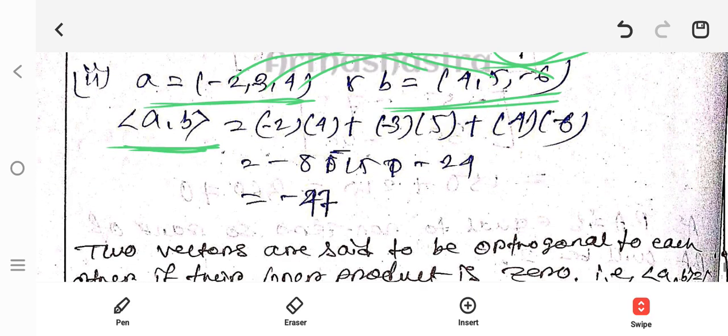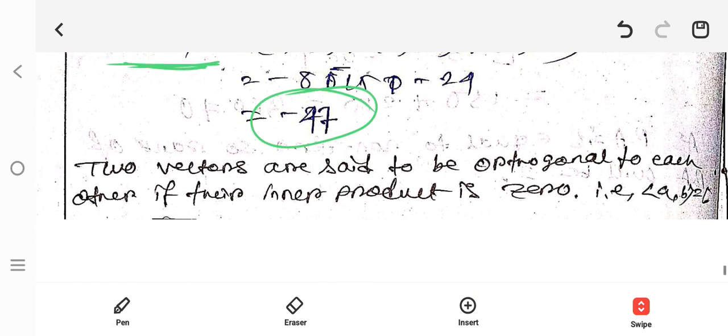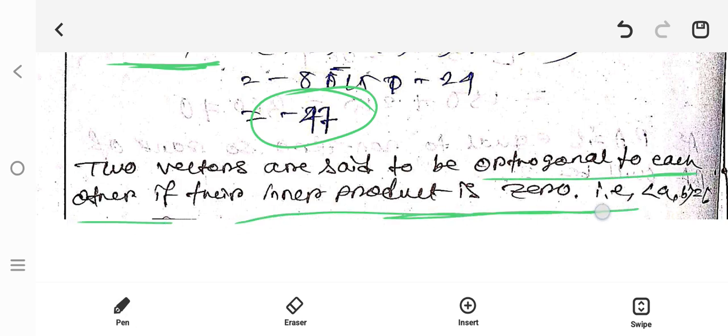We have minus 47. Two vectors are said to be orthogonal to each other if their inner product is 0. When the inner product of a and b becomes 0, then the vectors a and b are said to be orthogonal to each other.